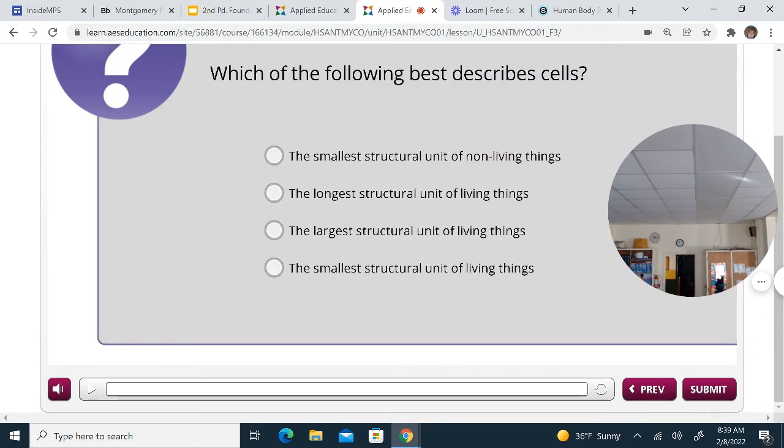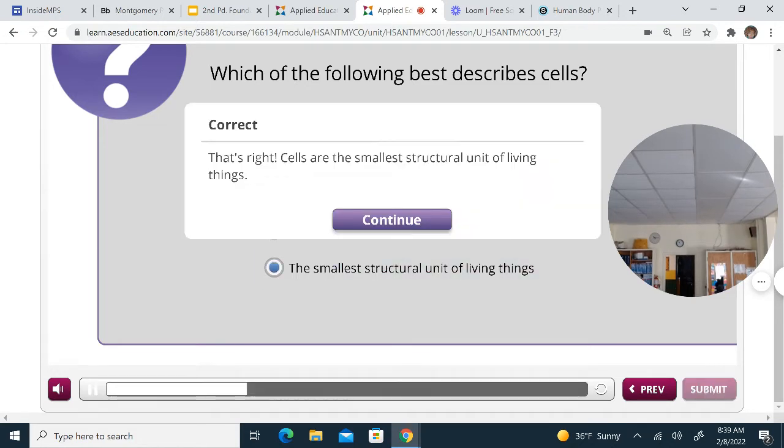All right, so which of the following best describe cells? Smallest structural unit of living things. So anything that's alive, us included, is made up of cells, like billions of cells.